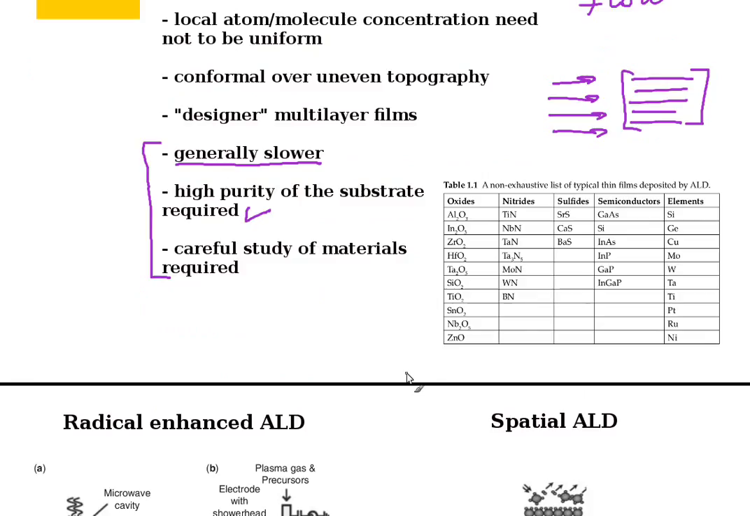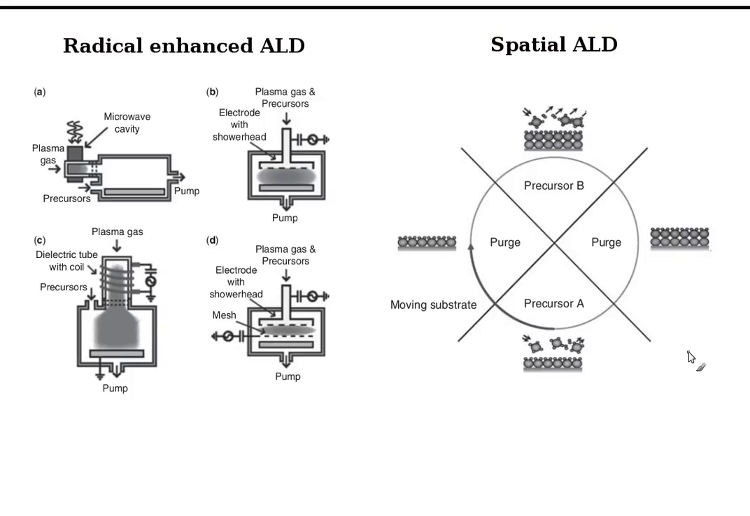There are different setups for ALD, for example, radical-enhanced ALD. If we deposit radicals, it means that the attachment to the surface would be much stronger. And usually all those systems use plasma-enhanced ALD, because plasma creates radicals.